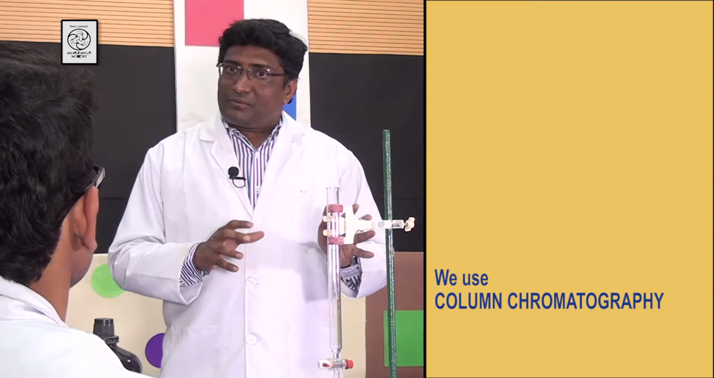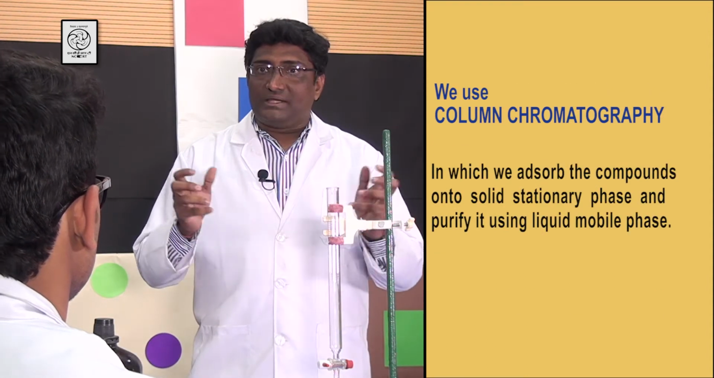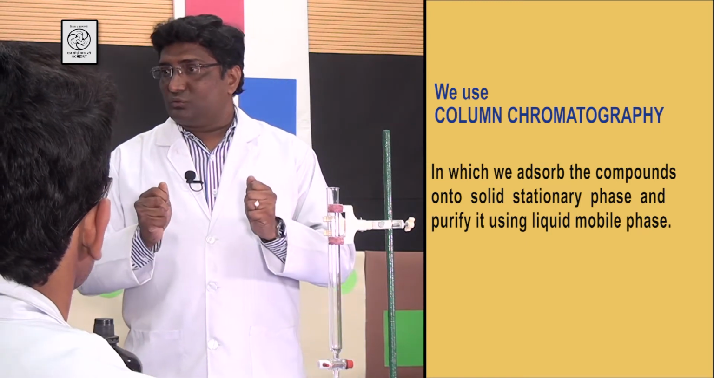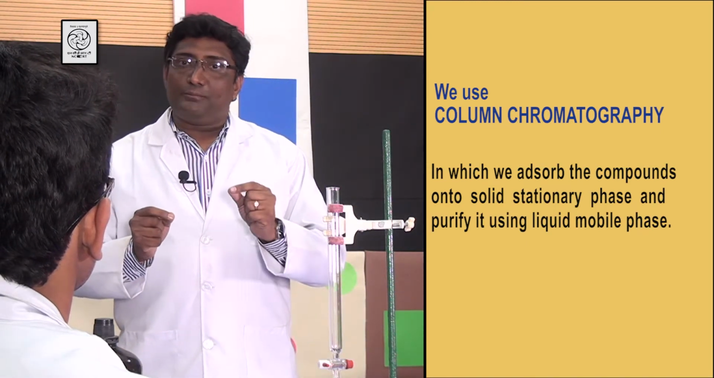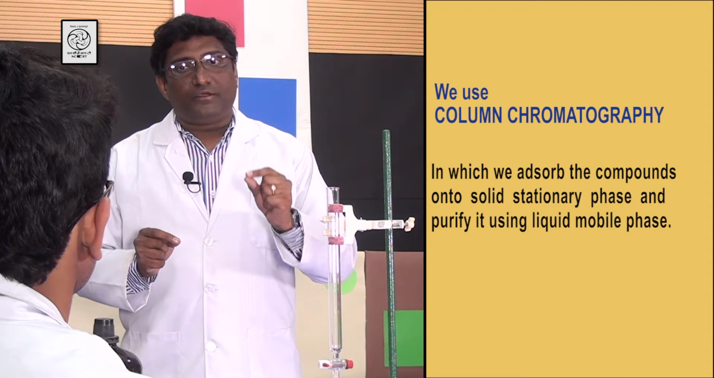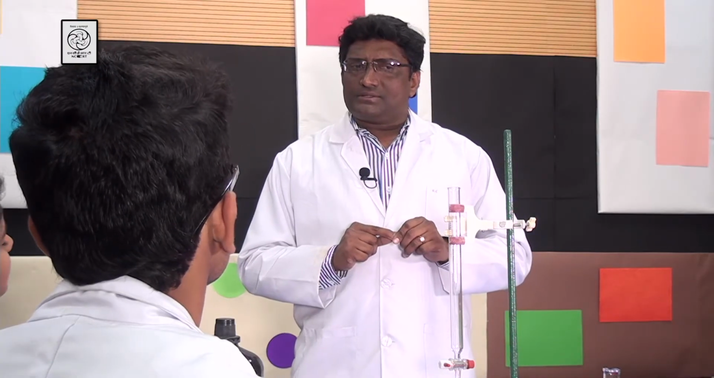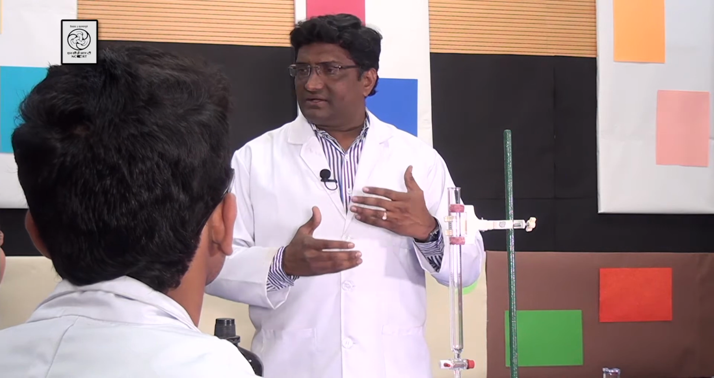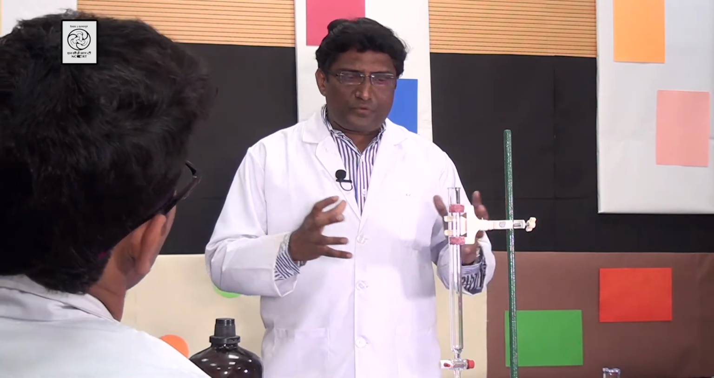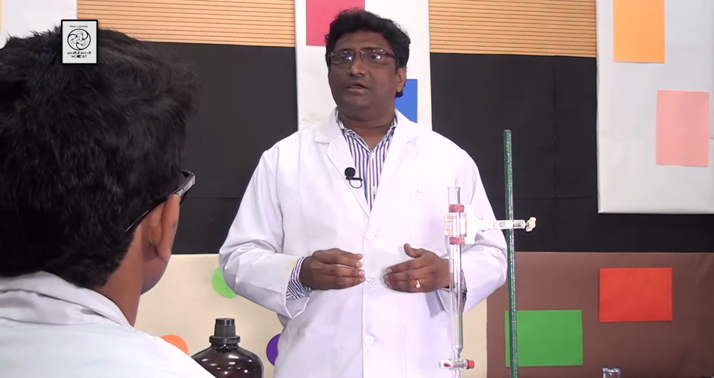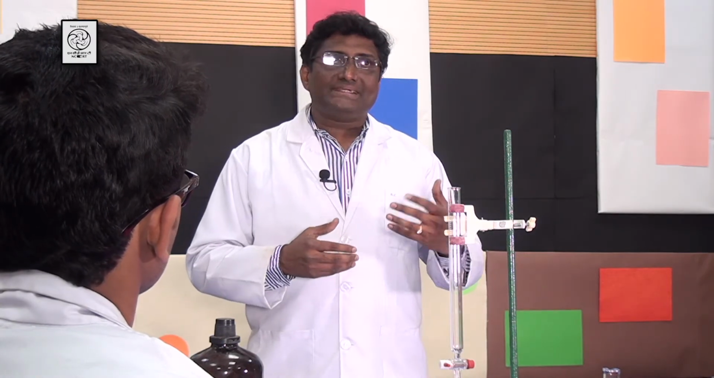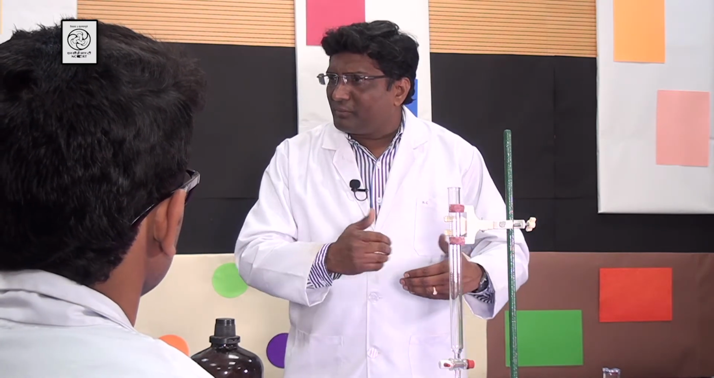So, in column chromatography, we adsorb the compounds onto a solid stationary phase and purify them using a liquid mobile phase. Sir, what are these stationary phase and mobile phase here? Good question. The stationary phase is usually silica gel onto which the compounds are adsorbed, and the mobile phase is a solvent or solvent mixture which we use to separate the compounds. However, we will learn more while we are performing the experiment.